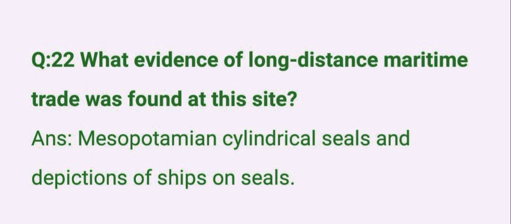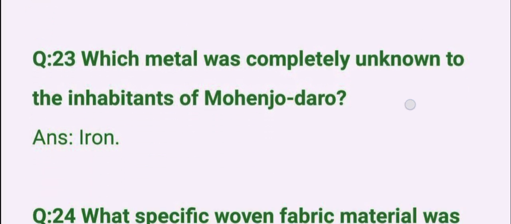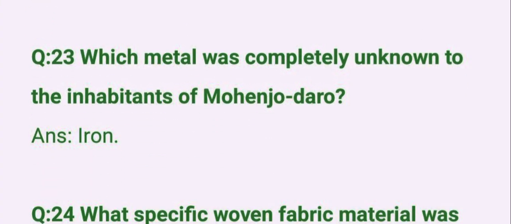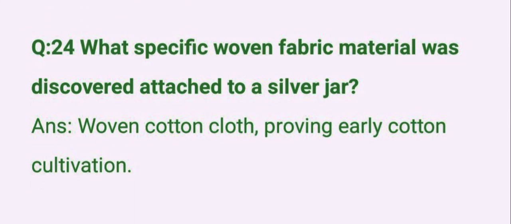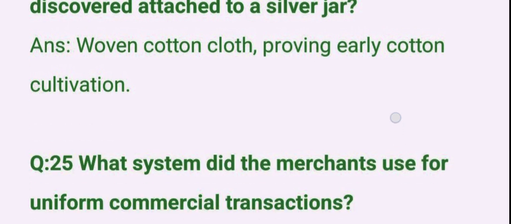What evidence of long distance maritime trade was found at this site? Mesopotamian cylindrical seals and depictions of ships with sails. Which metal was completely unknown to the inhabitants of Mohenjo-daro? Iron. What specific woven fabric material was discovered attached to a silver jar? Woven cotton cloth, proving early cotton cultivation.